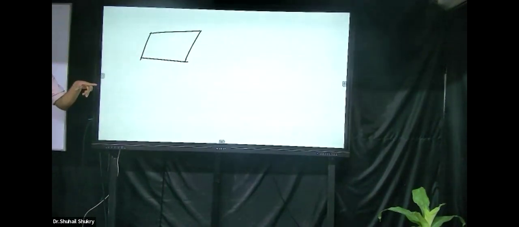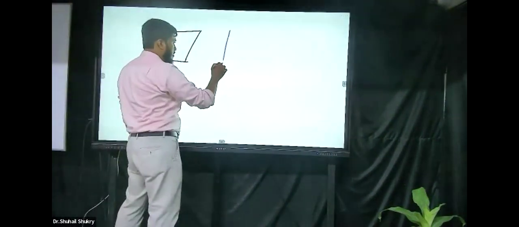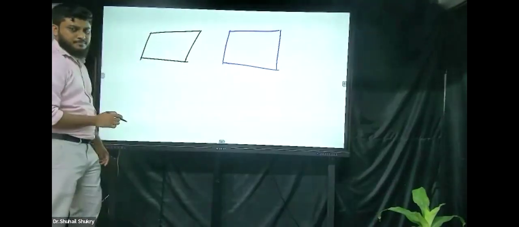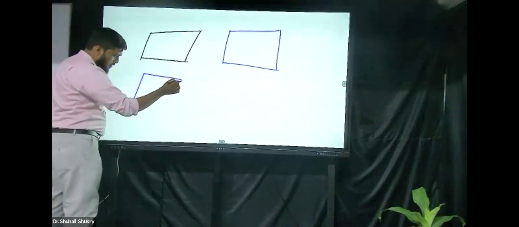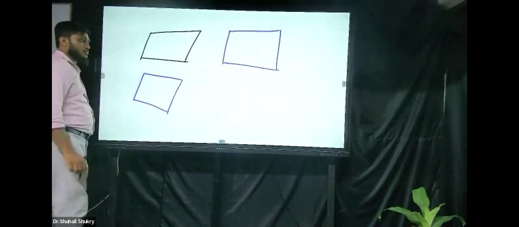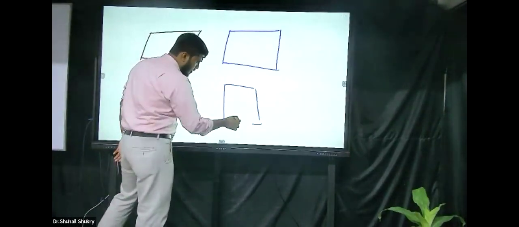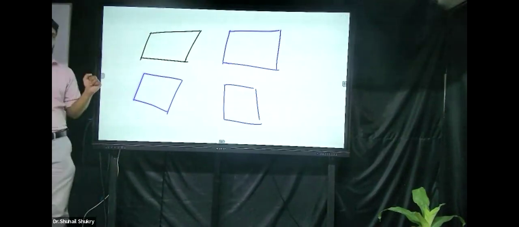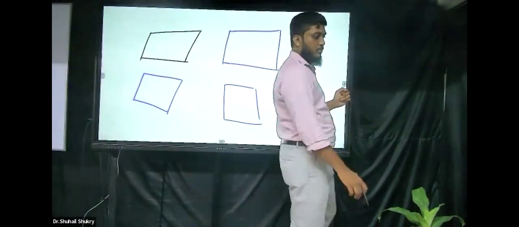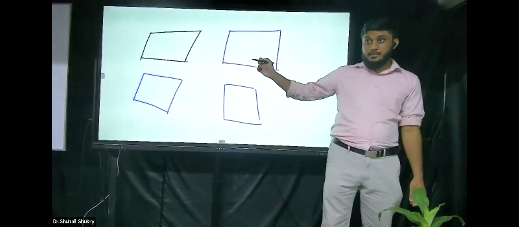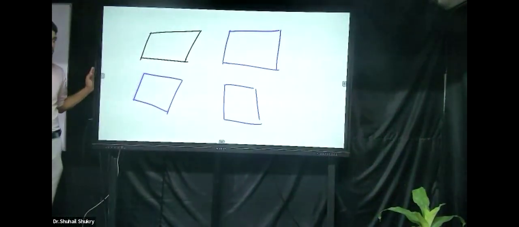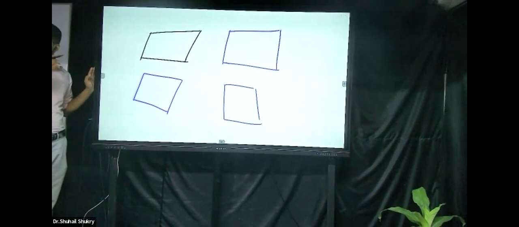And the other ones we call special parallelograms. What are those special parallelograms? Rectangle is a special parallelogram. Rhombus is a special parallelogram. Square is a special parallelogram. So these blue ones are special parallelograms, and the black one is typical, not special, right?